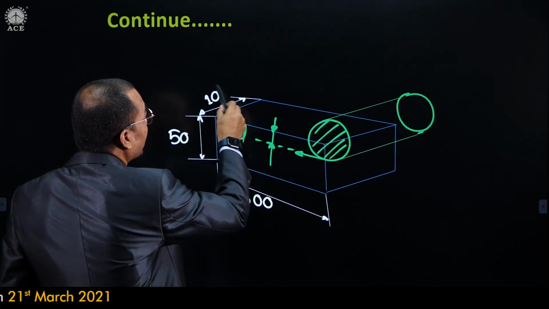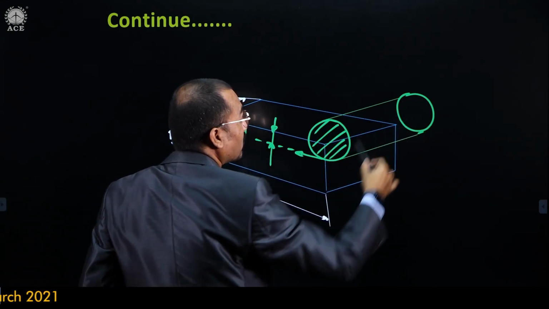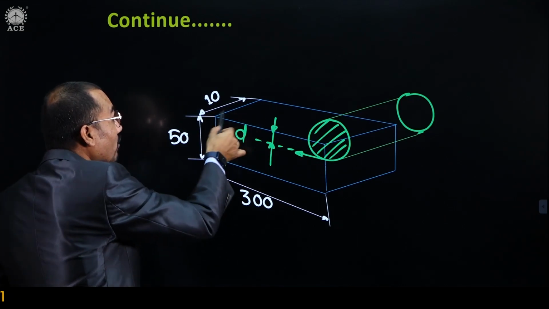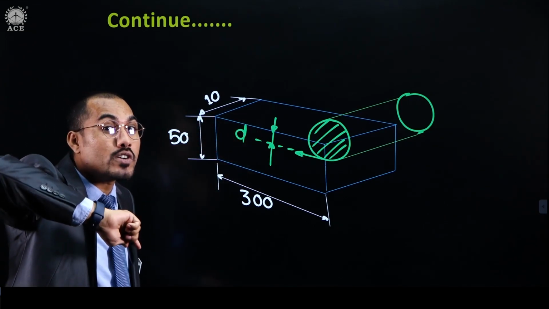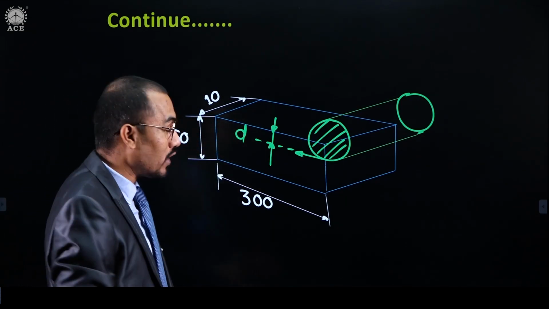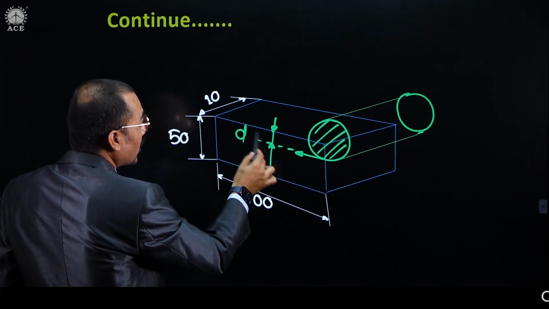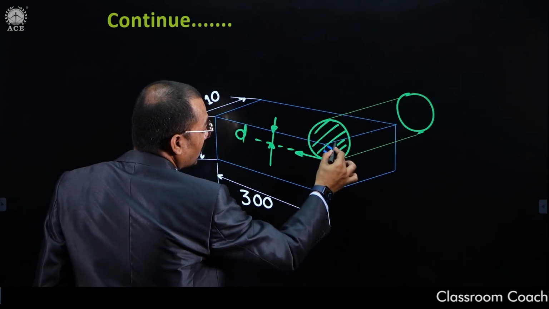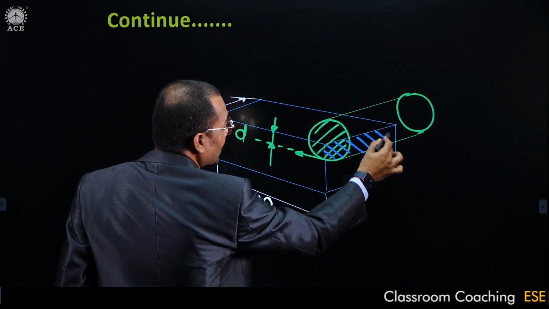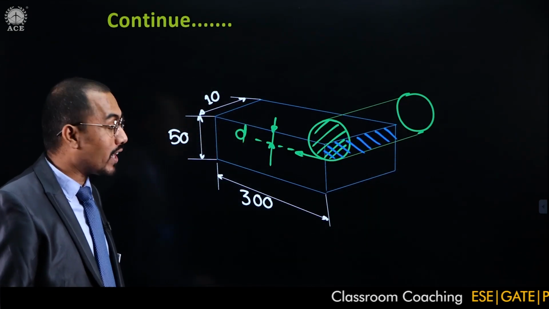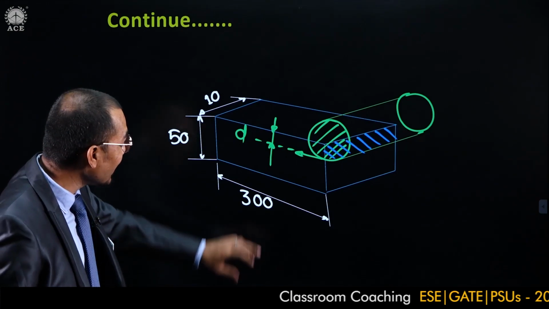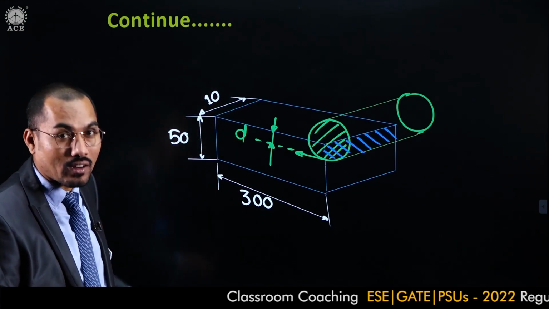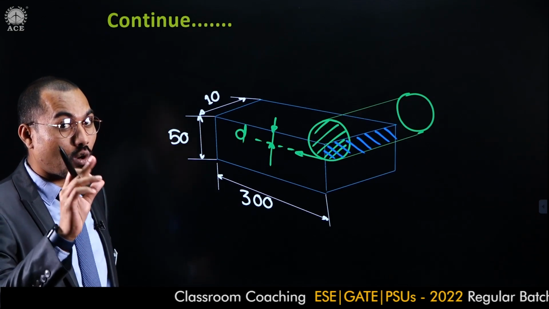This is the width. Because it was given that the width of the wheel is 12, which is greater than the width of the plate, the entire surface will get machined in only one stroke. So this is the depth, this material is going to be removed, and this is the width. The cross section of material that is going to get removed here is D multiplied by 10. This is the cross sectional material.